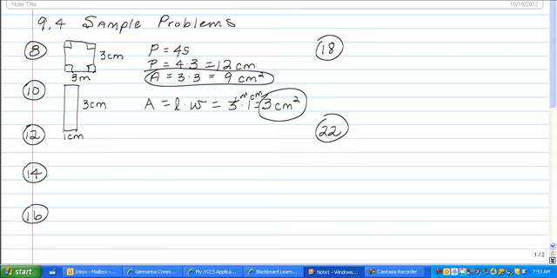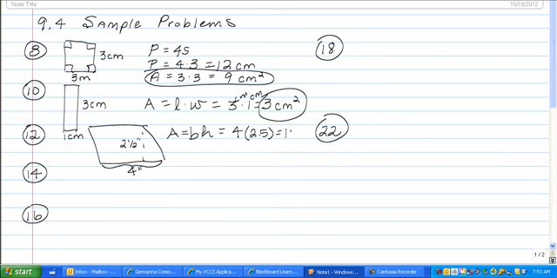Okay, in number 12, we have a parallelogram. We have a height of 2.5 inches. We have a base that is 4 inches. So the area of a parallelogram is base times height. So we want to multiply the base 4 by 2.5, and I'm just going to change that to a decimal. So that's going to give us 10. Oops, this is inches, not centimeters. 10 square inches.